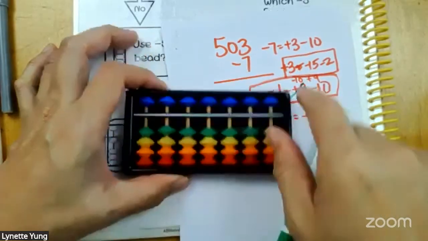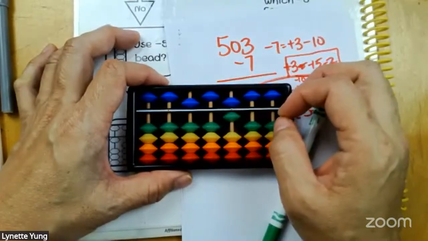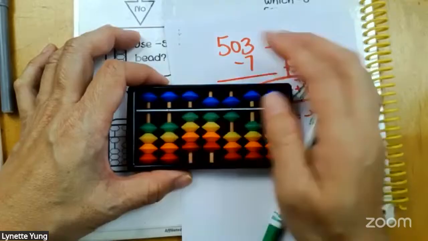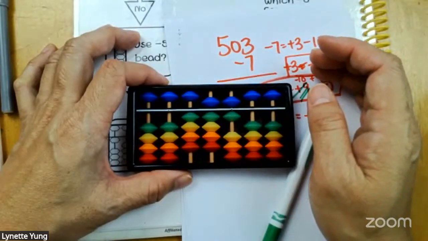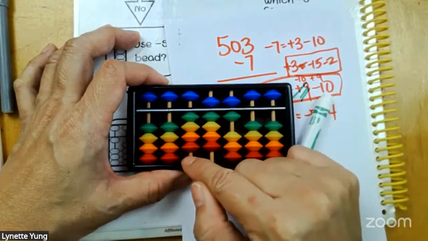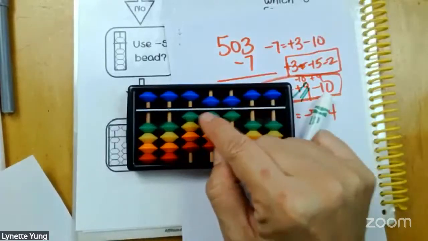They're starting to be like, oh, I see the pattern. 5, 0, 3. I know I'm going to do this. I know I'm going to do that. Oh, yeah, he kind of is doing that a little bit. I think he's doing pretty good. So he starts to see the pattern of the beads.